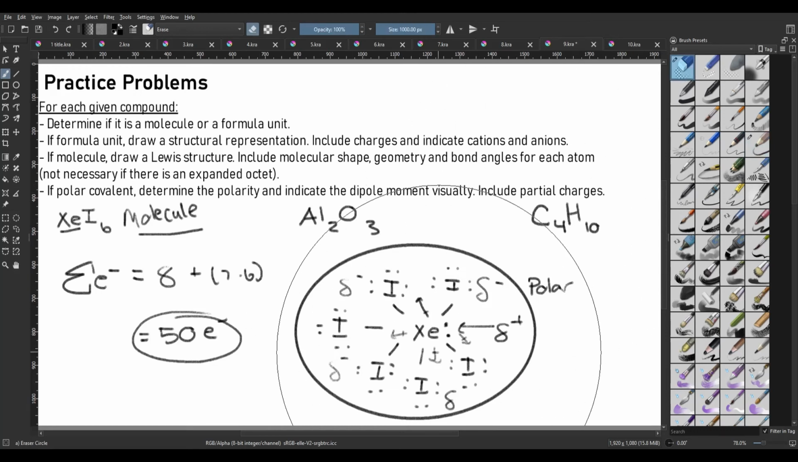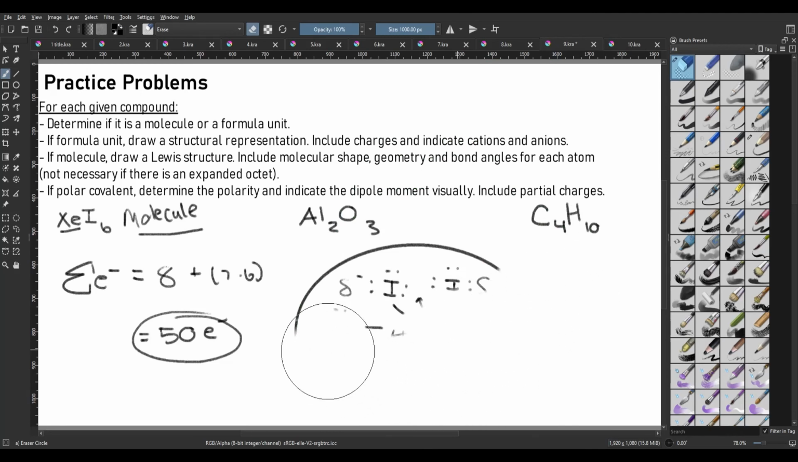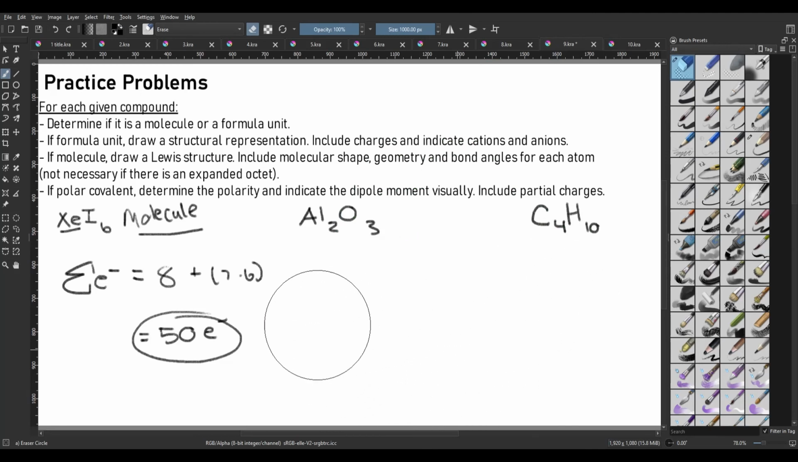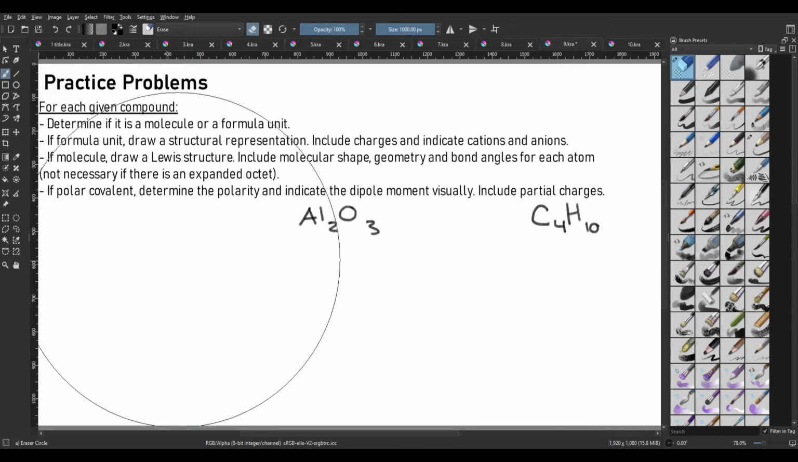So we're going to go ahead and erase this and move on to problem 2, same question, part 2. Now, let's go ahead and read the question again. If it's a molecule or formula unit, so what is this? If it's a molecule, it's covalent. If it's a formula unit, it's ionic. If we take the electronegativity difference between aluminum and oxygen, it's pretty easy. This is going to be an ionic compound. And again, of course, you can use the middle school rule. If it's a metal and a non-metal, it's ionic. So we'll say that this is ionic. So we don't need to draw a Lewis structure or anything.